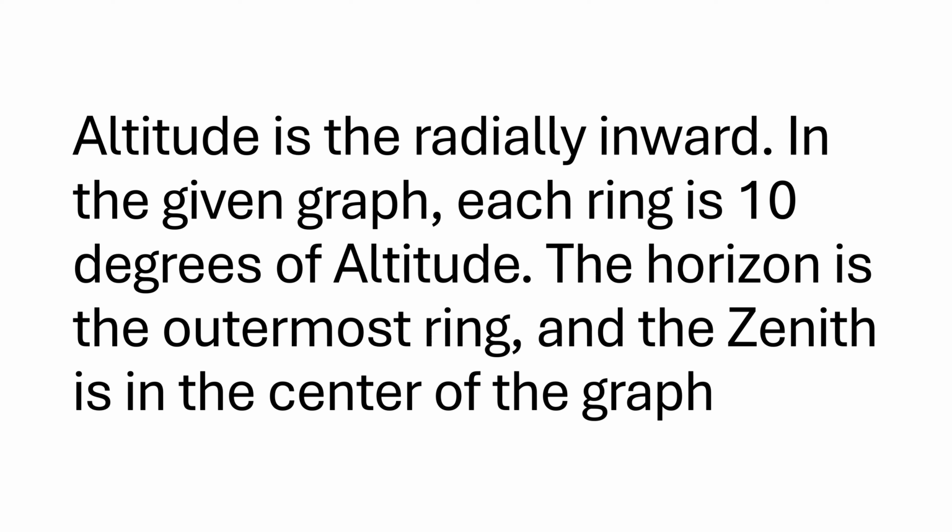Altitude is the radially inward direction. In the given graph, each ring represents 10 degrees of altitude. The horizon is the outermost ring, and as you go inward, they increase by 10 degrees for every ring that you cross. The zenith is in the center of the graph and denoted by a cross shape.